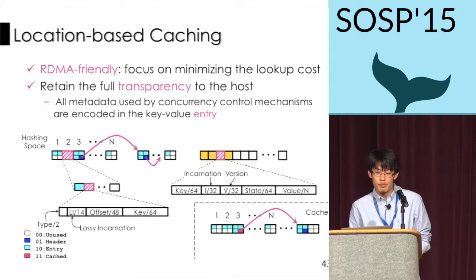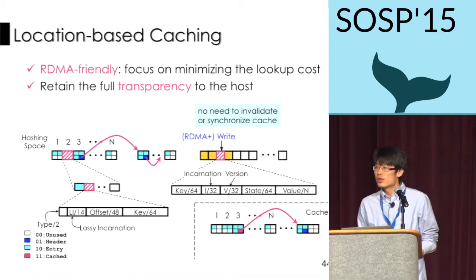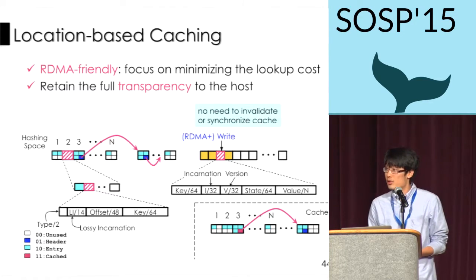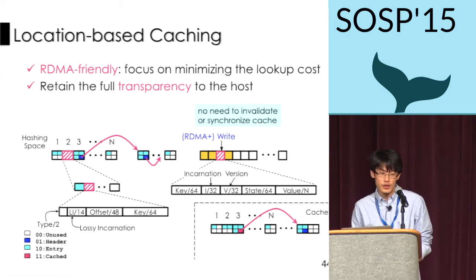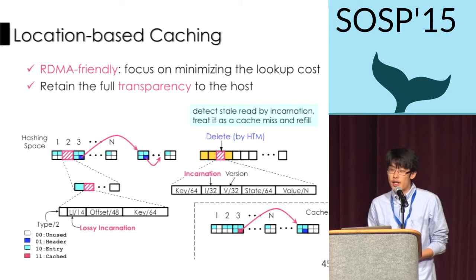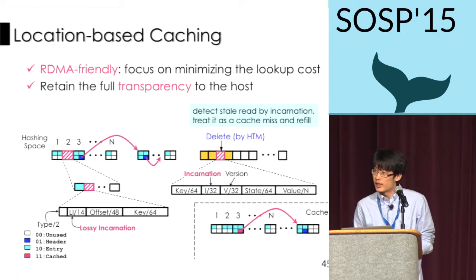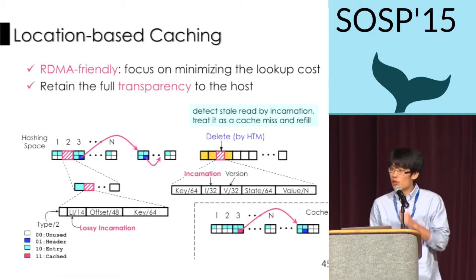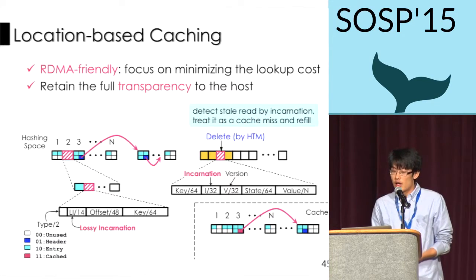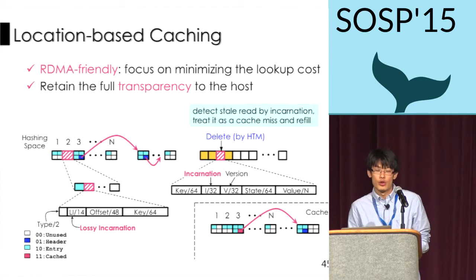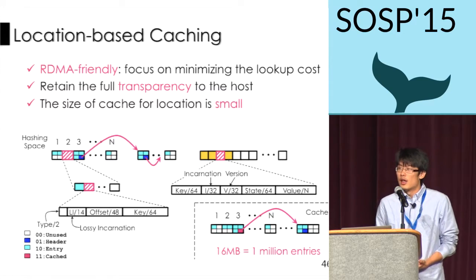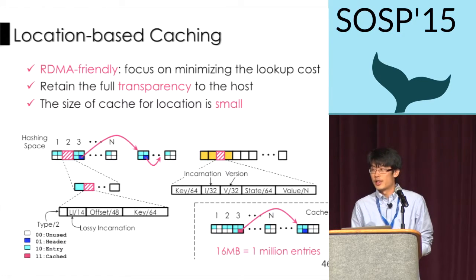It is important to keep the cache transparent to the host so that normal operations will add no overhead. Since we use a location-based cache, there is no need to invalidate the cache entry when there are data modifications. You only need to detect a stale cache entry when there is an insertion or deletion. Here we use an incarnation scheme so that each client can detect whether its cached entry is valid or not.